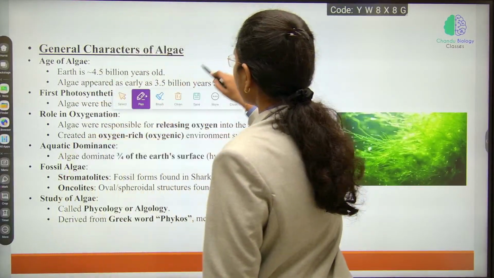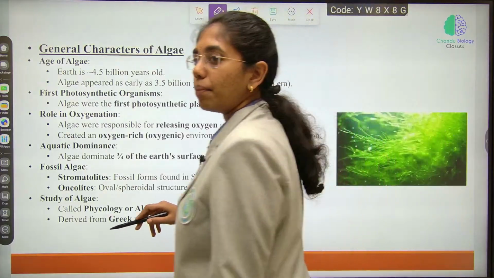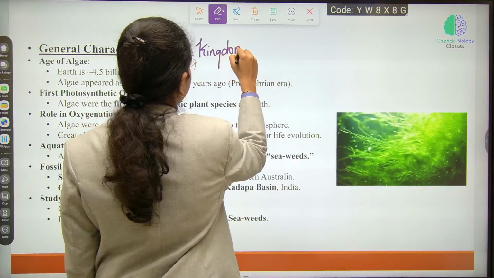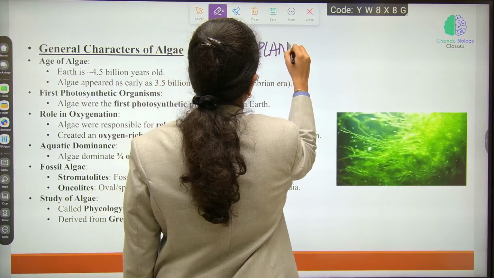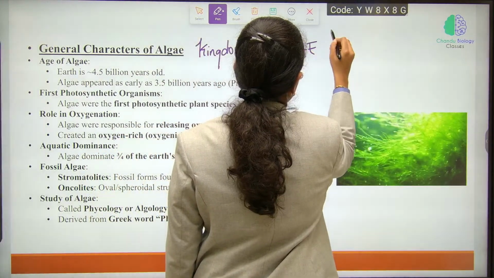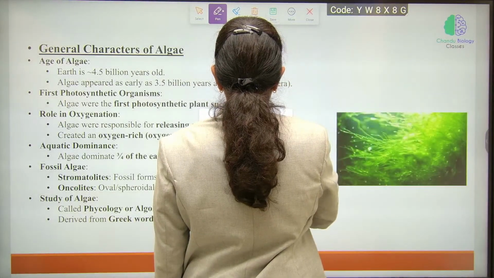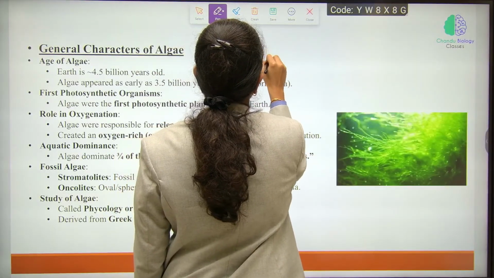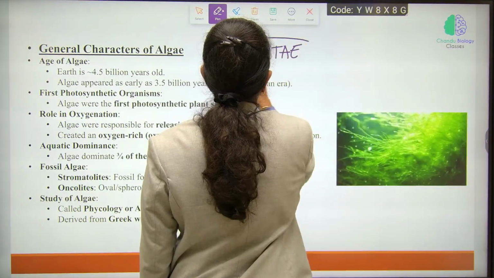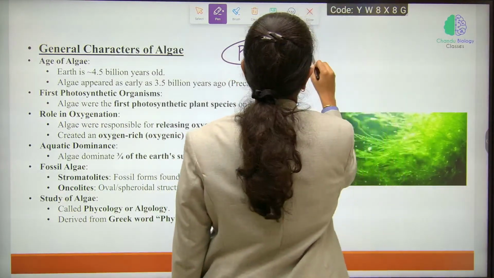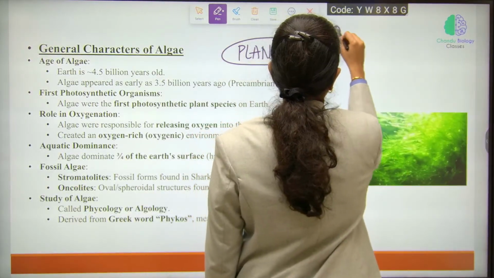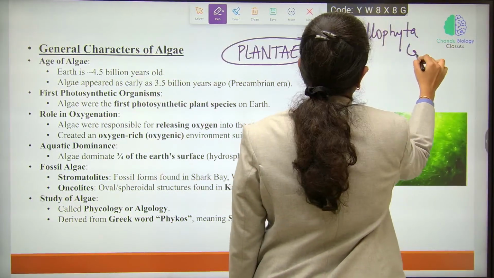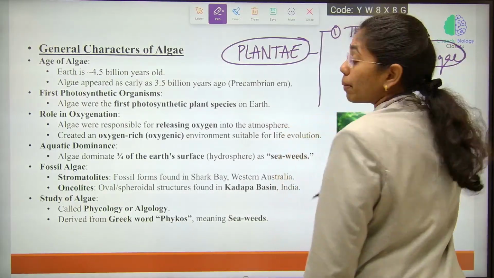Once let us recall all the 5 divisions of plant kingdom. Kingdom Plantae has 5 divisions in total. First will be Thallophyta, thalloid organisms, which include algae. So these are primitive plants.